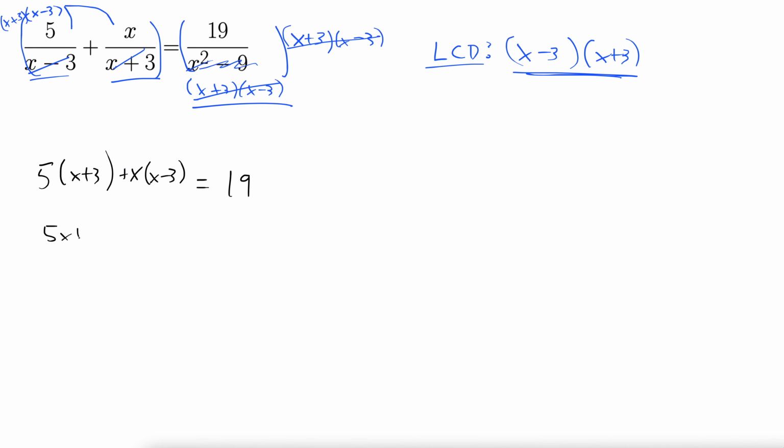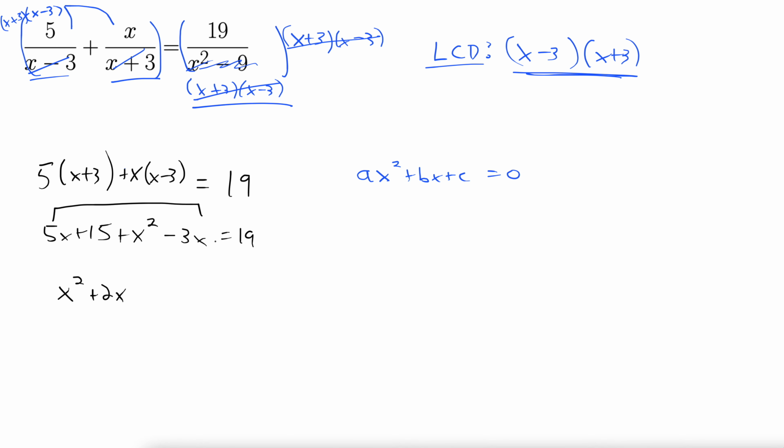We have 5x plus 15 plus x squared minus 3x equals 19. We need to get this in the form of a quadratic equation, ax squared plus bx plus c equals 0. Once it's in that form, we can hit it with the quadratic formula. So let's keep working towards that. Let's see here, we have some like terms. We have x squared, 5x minus 3x is 2x. And then we subtract the 19 from both sides. That gives us 15 minus 19, which is minus 4. All of that equals 0.